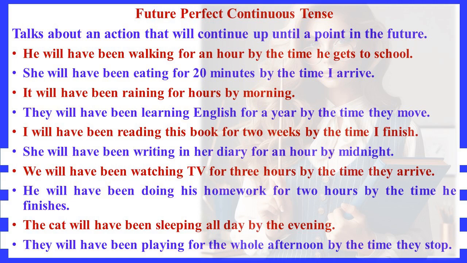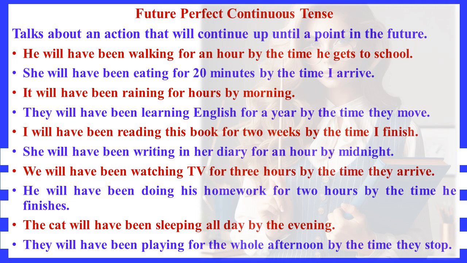Examples: He will have been walking for an hour by the time he gets to school. She will have been eating for 20 minutes by the time I arrive. It will have been raining for hours by morning. They will have been learning English for a year by the time they move.